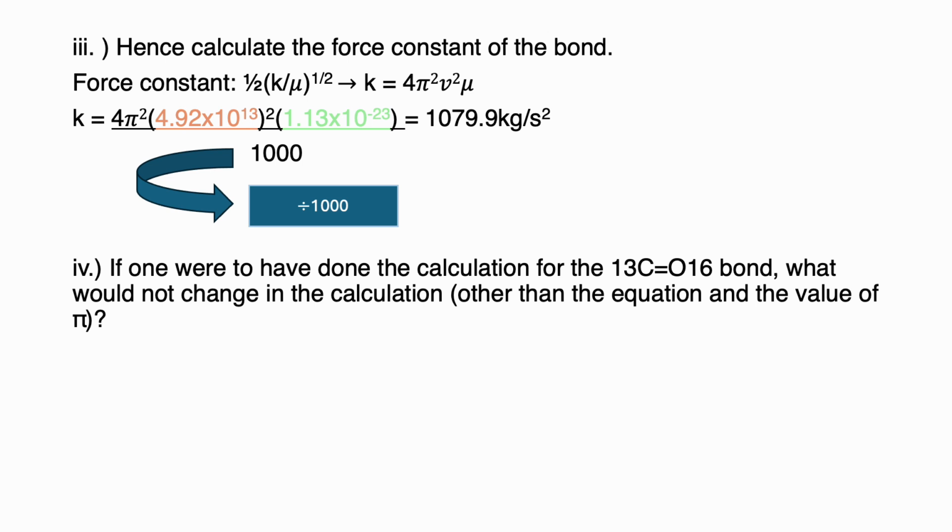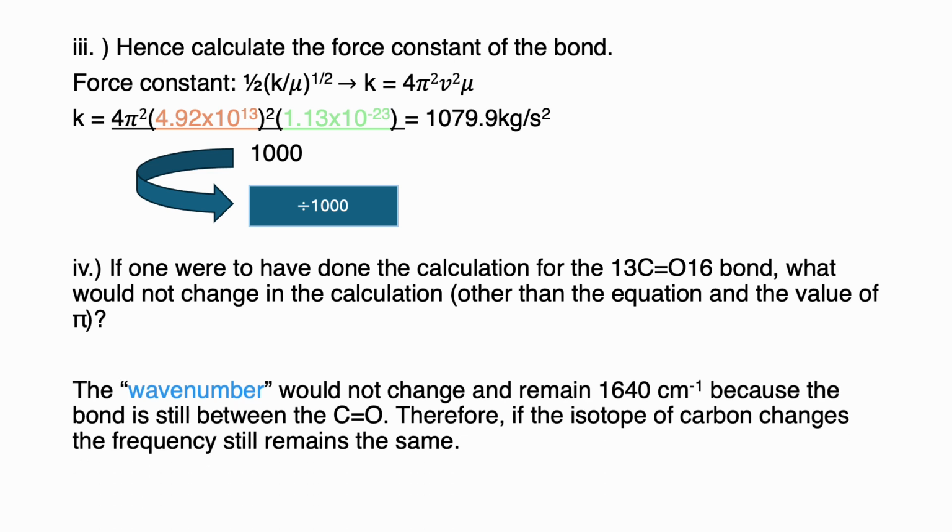Part IV. If one were to have done the calculation for a 13C and 16O bond, what would not change in the calculation other than the equation and the value for pi? The wave number would not change and remain 1,640 centimeters to the minus 1 because the double bond is still between the carbon and the oxygen. So the peak will still remain the same. So even if the isotope of carbon changes, the frequency still remains the same and will still remain 4.92 times 10 to the 13.